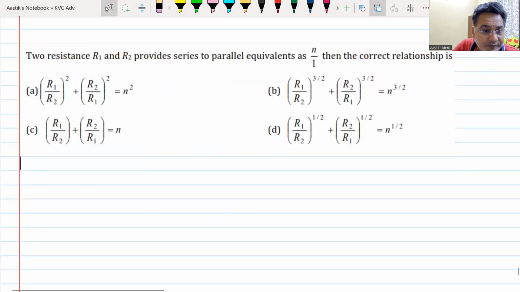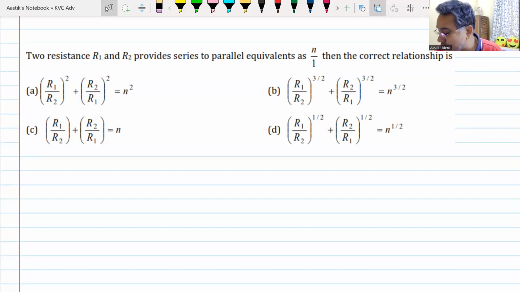Coming on your screen now. Two resistors R1 and R2 provide series and parallel combination in the ratio n is to 1. So series combination is n, parallel combination is 1. What is the correct relationship? I'll give you 2 minutes to get the answer. And the correct answer is option D.